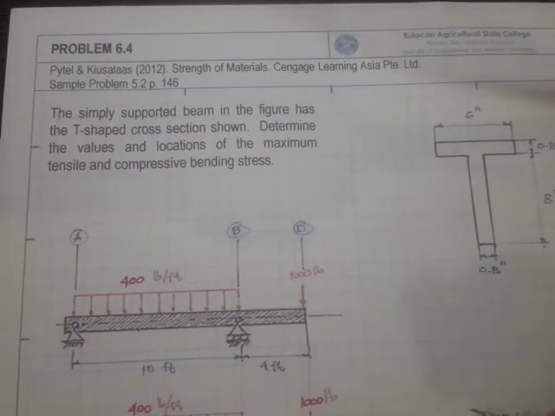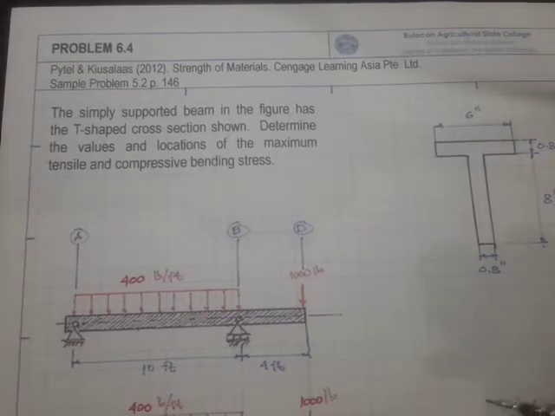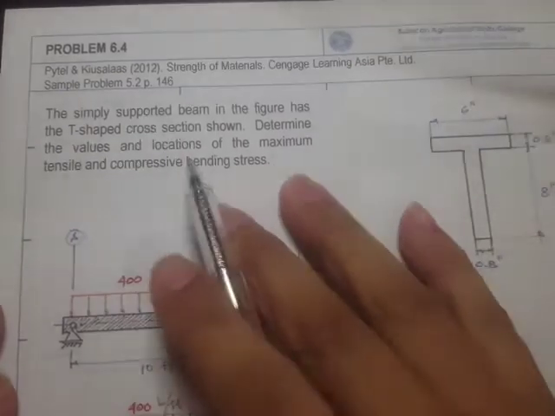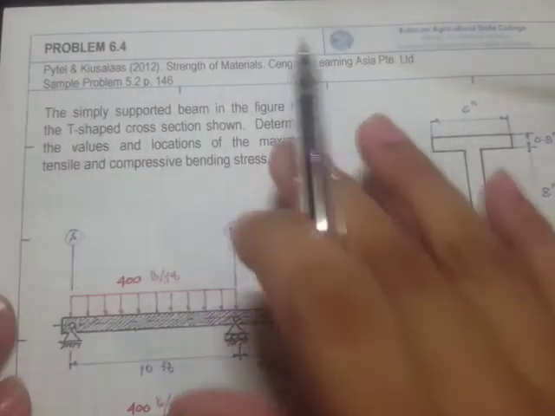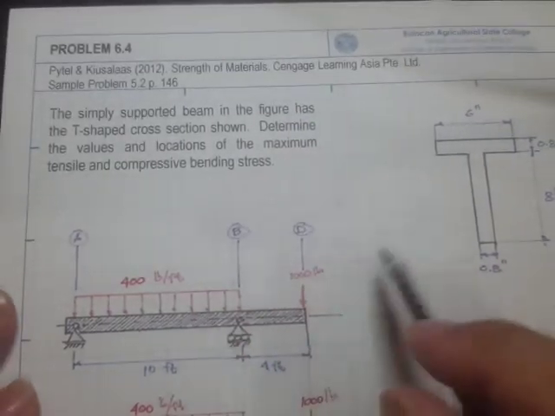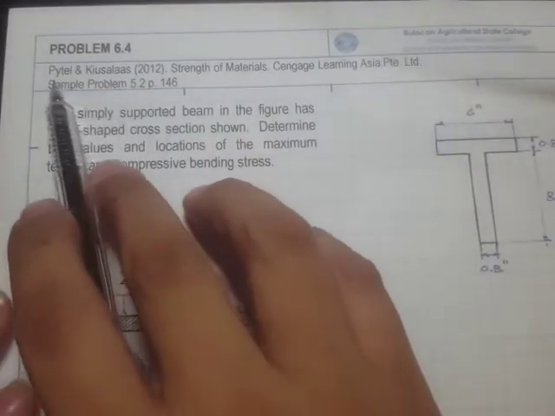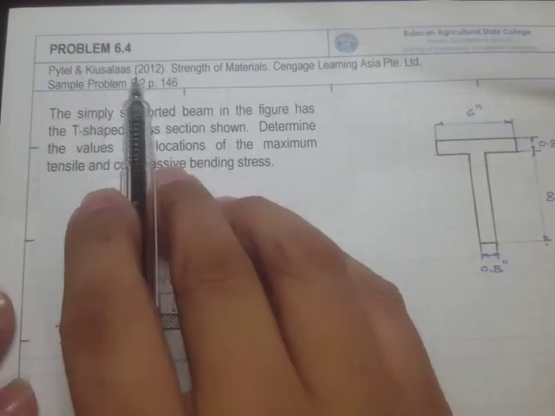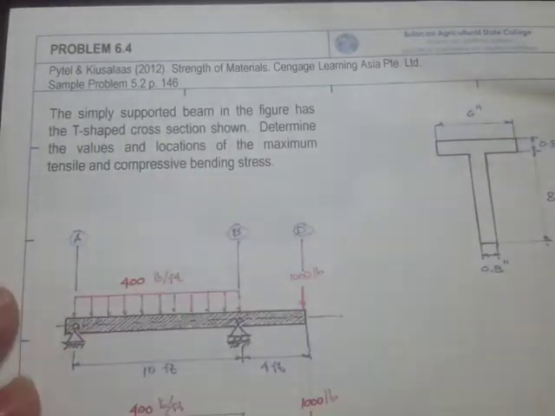Alright, welcome back. Let's continue our discussion on flexural members, and right now we are going to do a couple of sample problems. For our first sample problem regarding bending stress and bending strain, this one is taken from the textbook by Pytel and Kiusalaas, and this is sample problem 5.2.